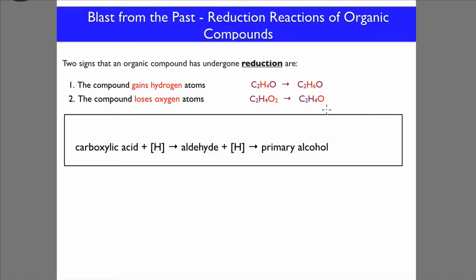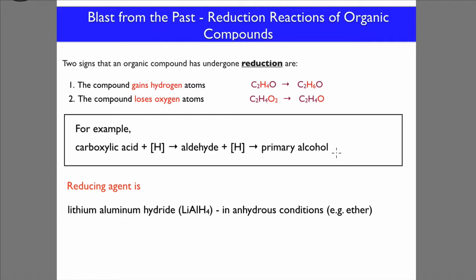So it would be the opposite way of what we just looked at. You've got the carboxylic acid being reduced to give an aldehyde, and then further reduced to give a primary alcohol. And the reducing agent, or one reducing agent we could use, would be lithium aluminium hydride in anhydrous conditions. You can't have any water around.